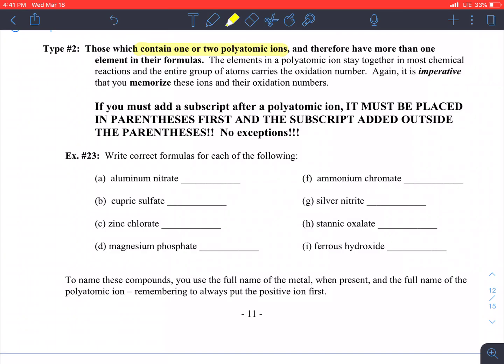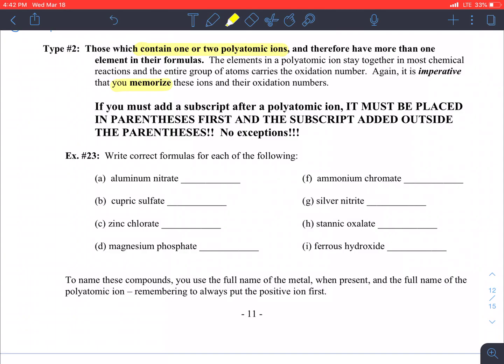These elements in a polyatomic ion stay together in most chemical reactions, and the entire group of atoms carries the oxidation charge. Is it imperative that you memorize these? When we get back to school, you will eventually have to test on these without having your ion sheet. So for right now, you can get away with looking at it, but you need to practice these and try to get these ions down by memorization. If you must add a subscript after a polyatomic ion, it must be placed in parentheses first, and the subscript added on the outside, no exception.